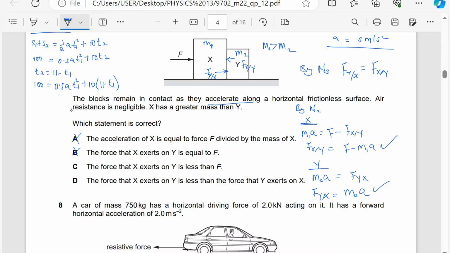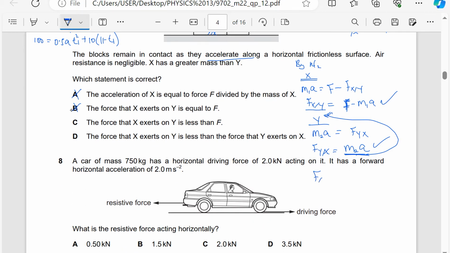The force that X exerts on Y is less than F. The force that X exerts on Y, that is F on Y due to X, which is m2a, is less than F. I think that is very true because this force here is the same as this force here, and this force here is equal to F minus m1a. That means this force Fxy is less than F. That's number one.